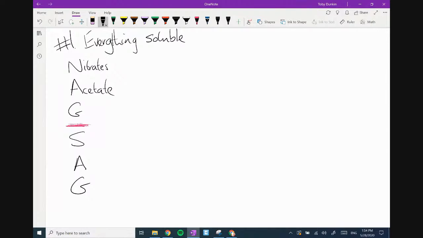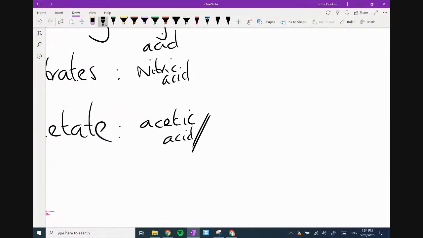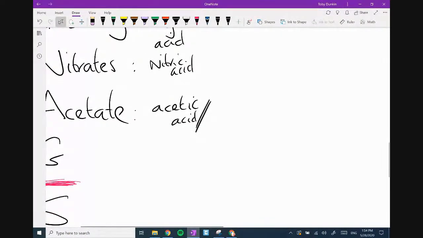So the acid to produce the nitrate is nitric acid. Yeah, nitric acid we know makes nitrates. The acid for acetate is acetic acid. Yeah, acetic acid. Can anyone tell me what the proper name is for acetic acid? That's an old name. I wonder if people can remember.